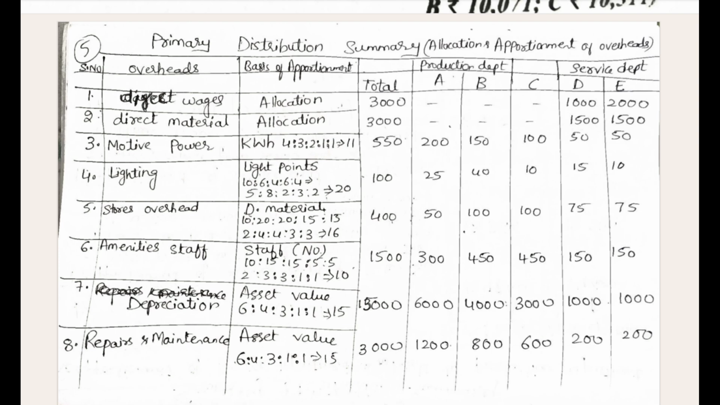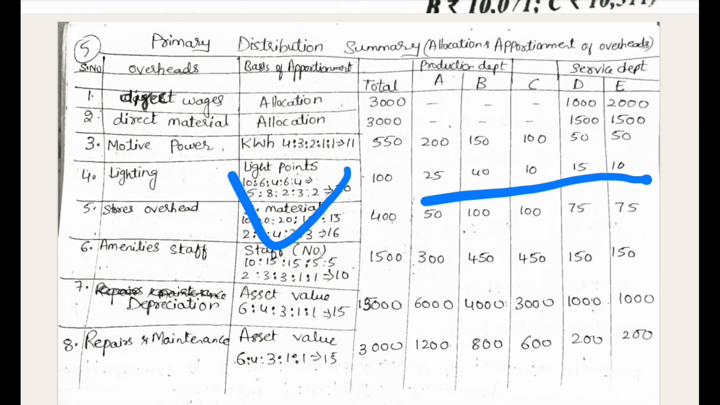So now we have to draw the columns. First 4 columns I told you: serial number, overheads, basis of apportionment, total. These 4 columns are fixed based on the question. Whatever production departments and service departments are given to you, you have to add those columns. So in our problem, problem number 5, we have 3 production department columns and 2 service department columns, so we are adding 5 columns. So these we have to extend.